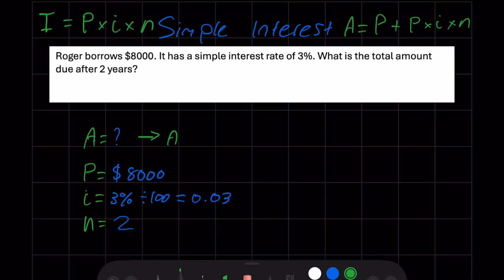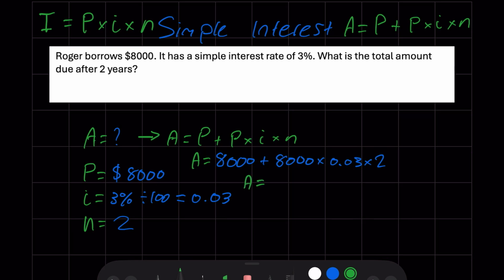This A value, we know the formula is A equals P plus P times little i times N. So A equals P, which is $8,000, plus 8,000 again, times 0.03 is our little i value, times 2 is our N. Putting this into our calculator, 8,000 plus 8,000 times 0.03 times 2 gives us $8,480. $8,480. That is how you use simple interest.